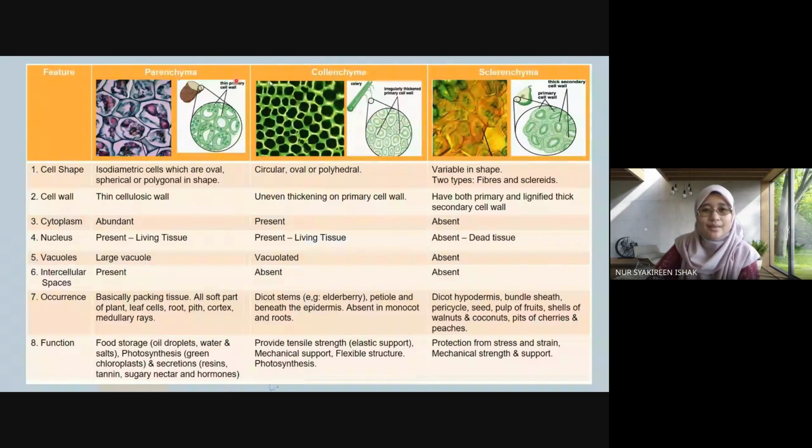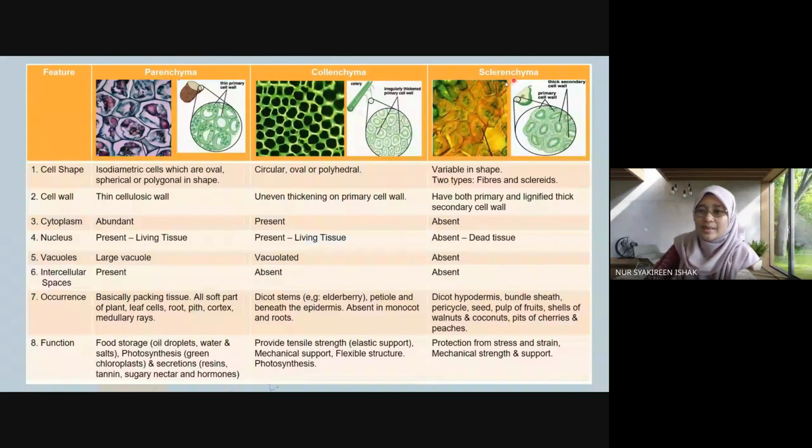Okay. So for the collenchyma, it is found in dicot stems, in the stems. For example, dicot stems, petiole, epidermis, absent in monocot and roots. Okay, and then collenchyma, dicot, hypodermis, bundle sheath, all this in the seeds. Okay, pulp of fruits, the skin of the fruit, right, the fruit skin.